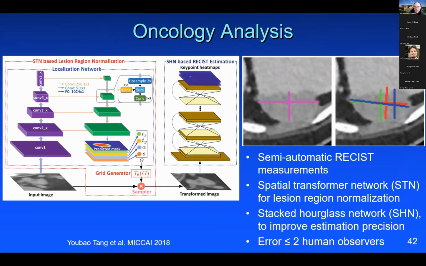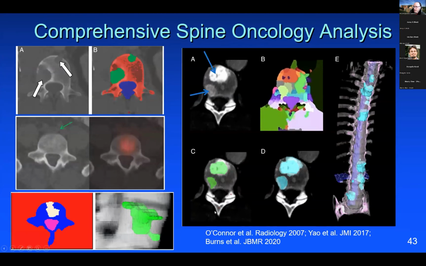Automated measurement of cancerous lesions is something that may prove useful in clinical practice. This is an automated lesion measuring system that uses machine learning techniques called spatial transformer and stacked hourglass networks to measure the size of cancerous deposits on CT scans. This is a comprehensive spine oncology image analysis tool that identifies different cancerous deposits in the bones in the spine. For example, punched out lesions such as this one called a lytic lesion, and bone forming cancers like this one that makes the bone appear white.